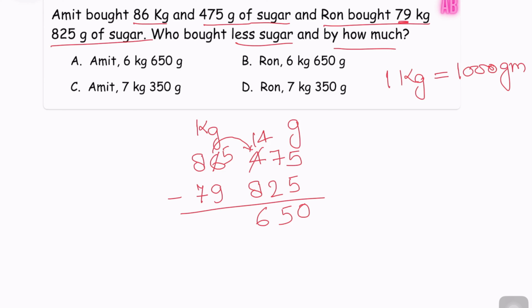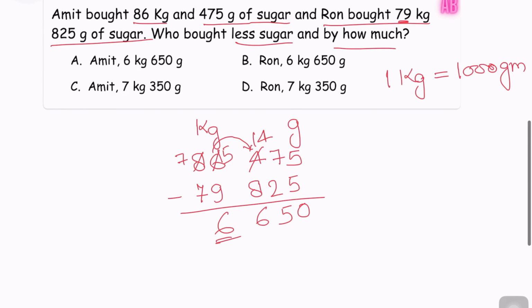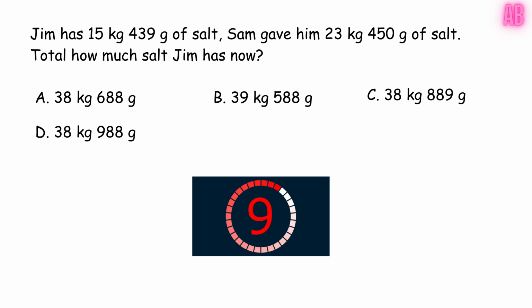But just for the understanding and learning point of view, we will just go ahead. Okay, 5. Again we will borrow. It will become 7. This will become 15. 15 minus 9 is what? 6. Okay, so the answer is 6 kg and 650 grams, which is answer number B, option B.